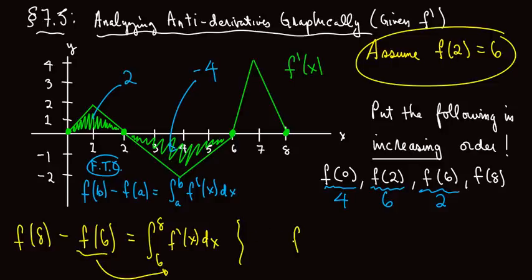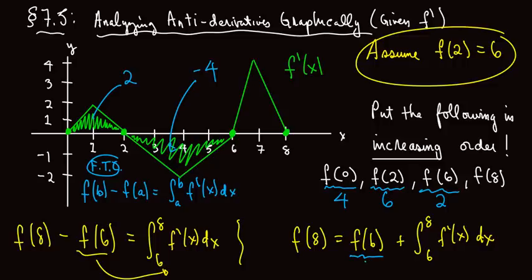So finally, well, not finally, but you get f of 8 is equal to f of 6 plus the integral from 6 to 8 of f prime of x dx. This time we are using f of 6. And what is f of 6? Well, we just computed that. We figured that out to be 2.